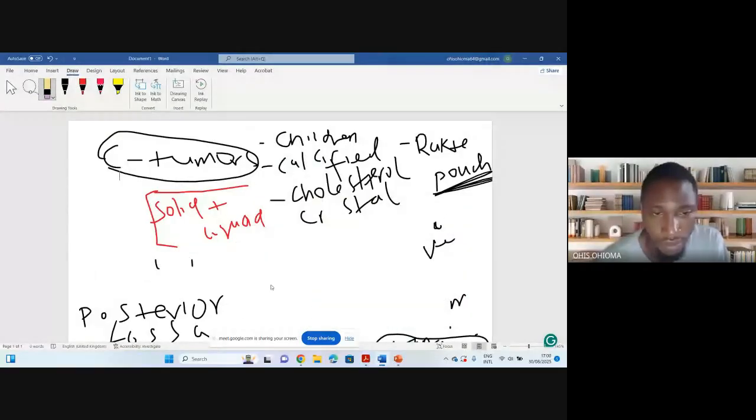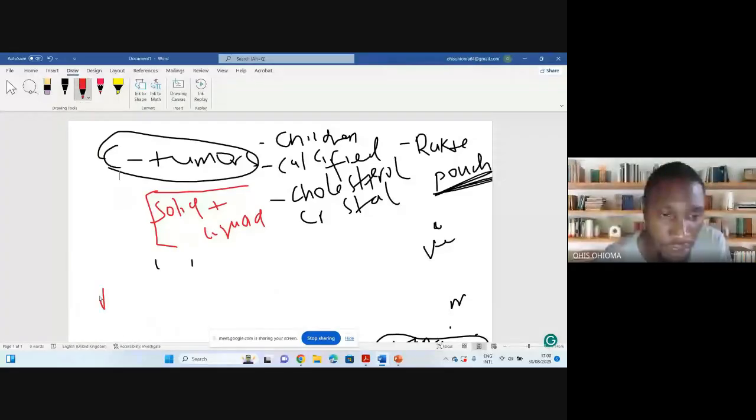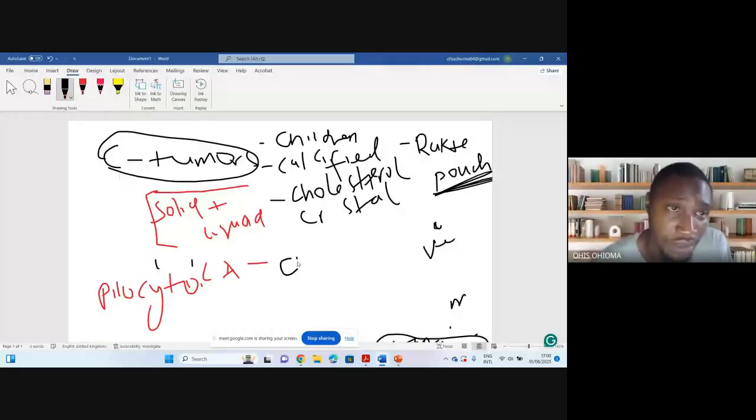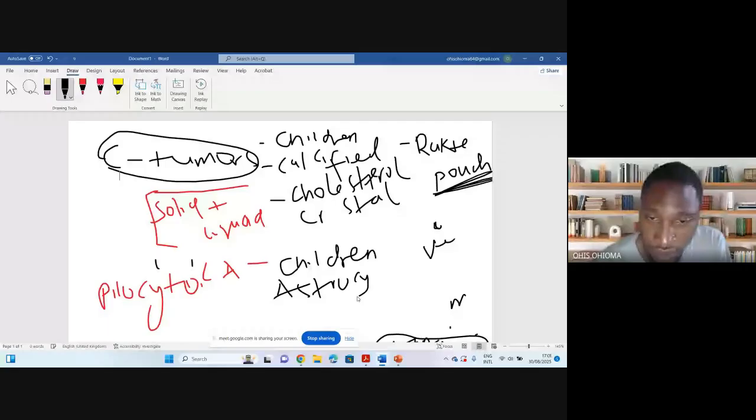So what do I need to know about the pilocytic astrocytoma? The first thing I need to know is that it's the commonest tumor in children. It's derived from the astrocytes, so of course the tumor marker for the astrocytes is GFAP.